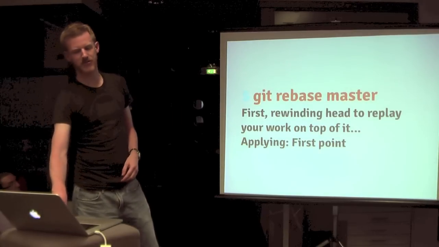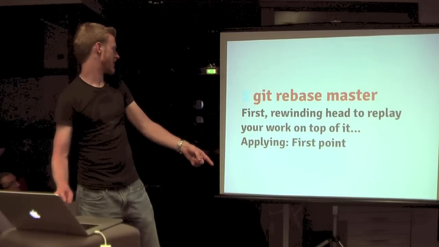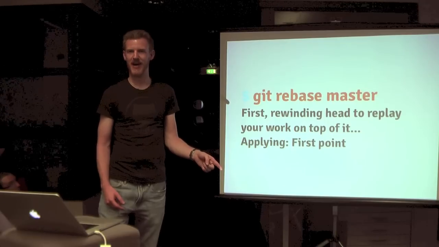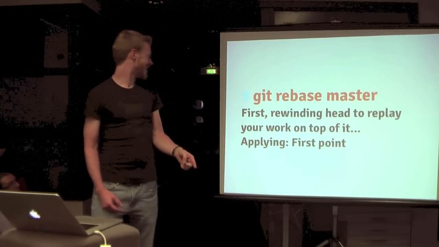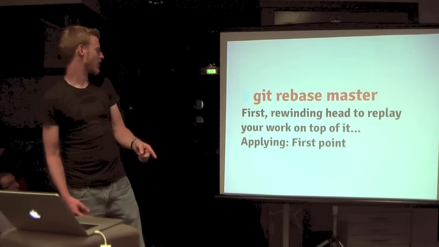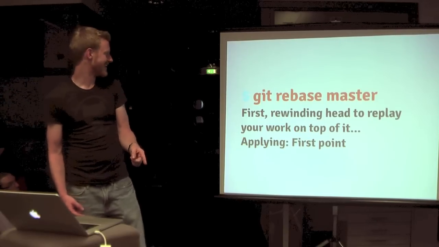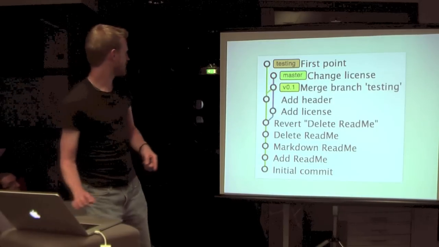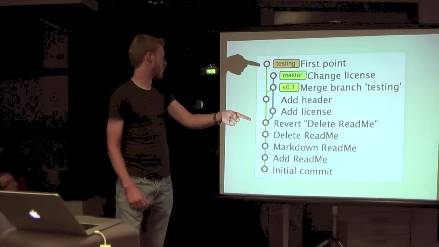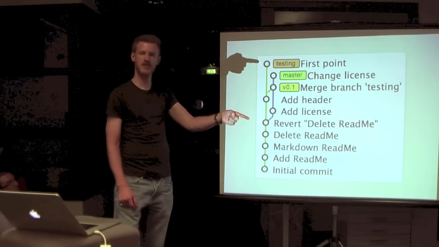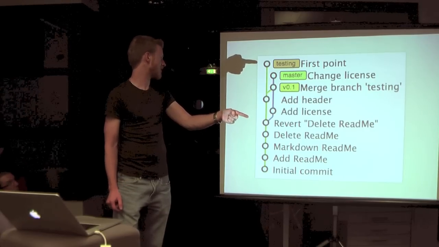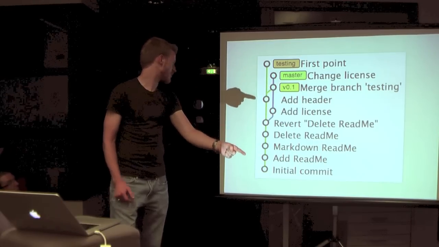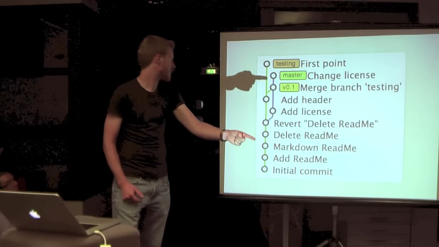If I then type git rebase master on the testing branch, it will say, in helpful gitese, git almost never says anything in a language that humans can understand, "Rewinding head to replay your work on top of it. Applying first point." Right, what does that mean? What that means is that the head, which is currently where I am on testing here, that's the branch I've got checked out, it's rewinding that, so it's jumping back, because I said master, jumping back down to here, and then going back up to here.